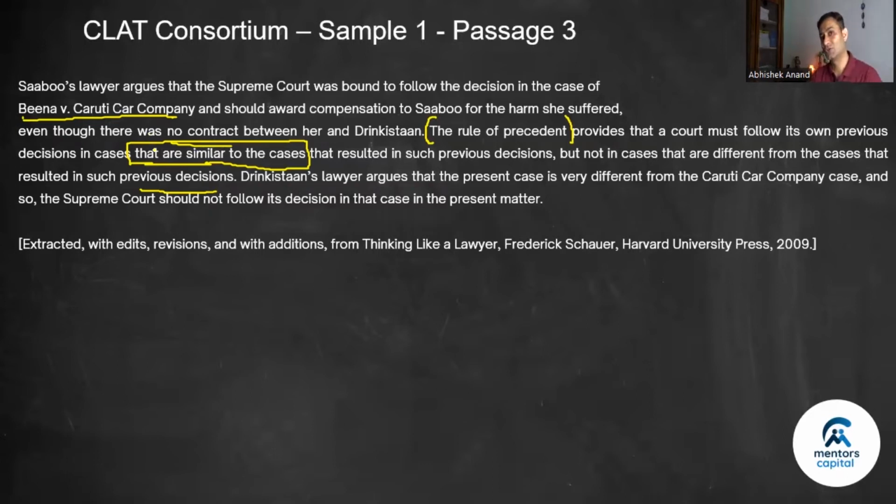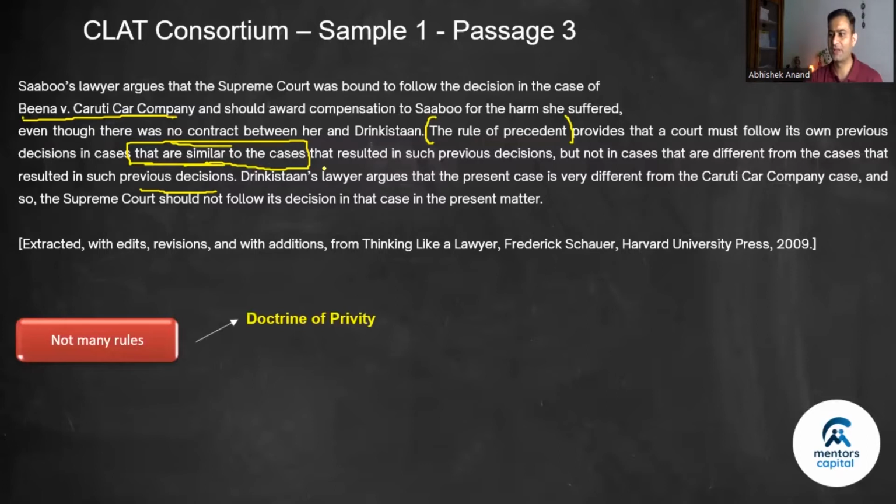On the other hand, जो दूसरी पार्टी है जिसको damage से बचना है, to avoid this, the other party will have to prove कि the situation in this case is not similar to the situation in Bina versus Karuti Car Company. एक ही criteria है, decision that the cases are similar to the case in the previous one. ठीक है? So not many rules. एक doctrine of privity given है, which is if you're a third party, you can't enforce a contract. However, in the Bina versus Karuti case, doctrine of privity को deny कर दिया था.